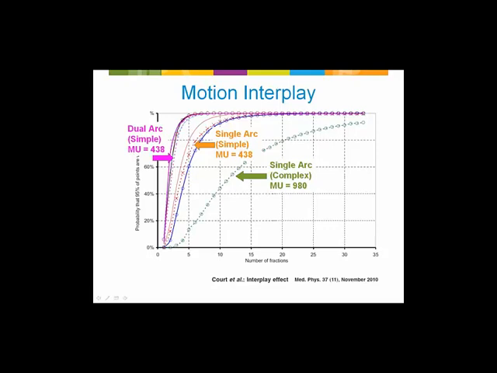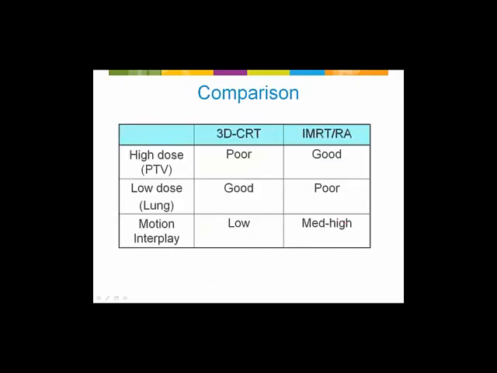IMRT arc? Well, poor, certainly if you're using a full arc or if you're using equispaced beams. Motion interplay, we've seen with 3D conformal that that's a fairly low effect because in that case we're using either open fields that are wide enough to encompass the motion of the target, or we have lightly modulated fields with things like wedges in the beam. IMRT or RapidArc, I rate this as a medium to high effect, and I think largely what I mean to say is you've got to be careful about how you're doing your IMRT here when you're looking at interplay.